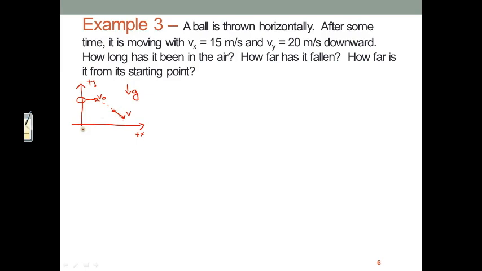I'm going to choose again to let this be 0 for my horizontal position. So that'll make x naught equal to 0. I'm also going to choose to let y naught be 0 at the initial starting point. Okay? Writing out my grocery list.